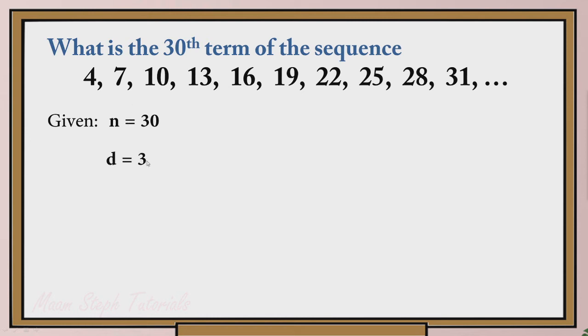And then, yung common difference naman natin ay 3. Yung ginawa natin kanina, 7 minus 4, that's 3. And then, yung a sub 1 natin or yung first term natin ay 4.